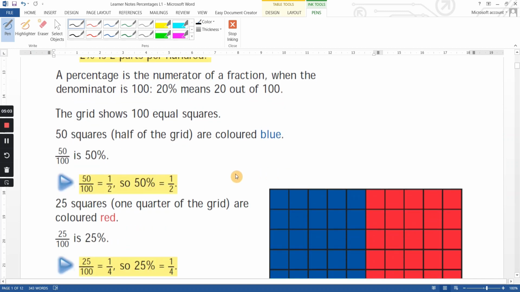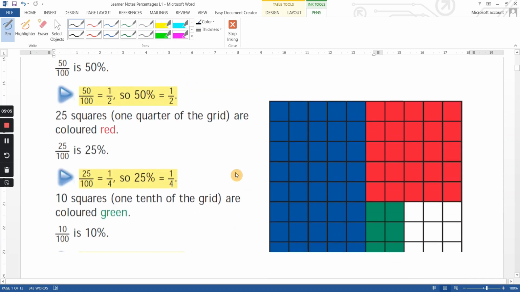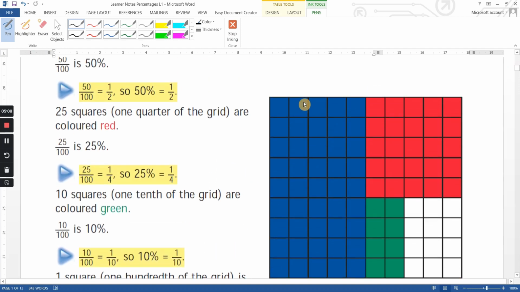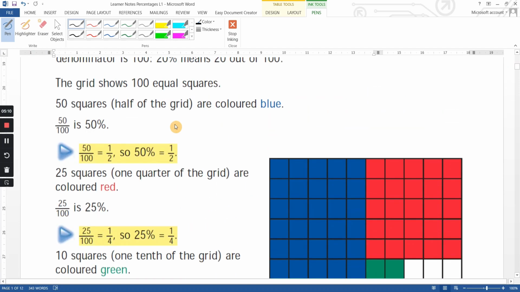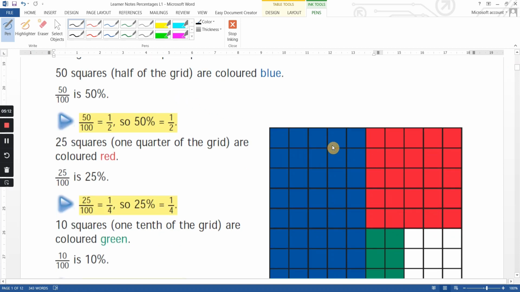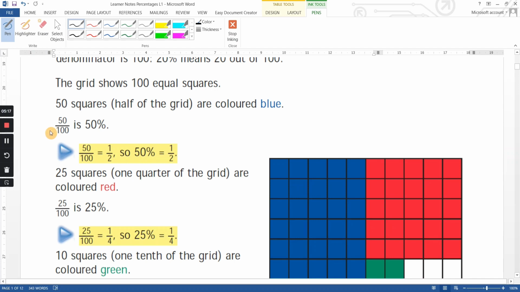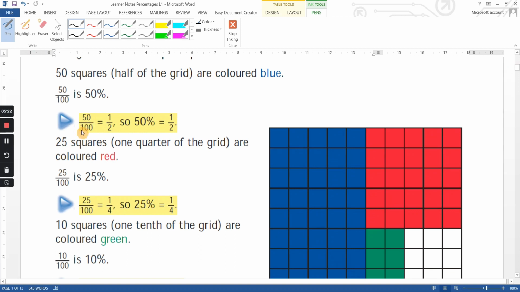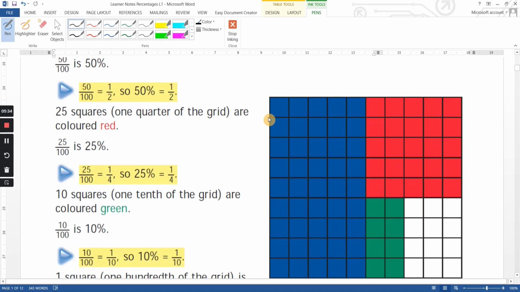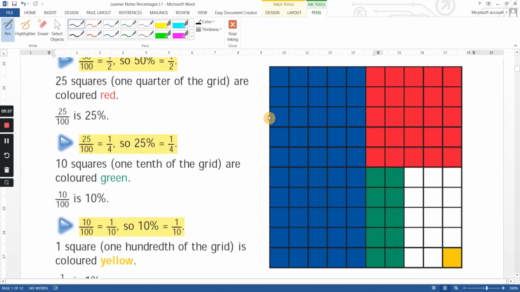So let's have a look at this grid. The grid shows 100 equal squares. So you've got 100 squares in here. 50 squares, half the grid, are coloured blue. So that's going to be 50% or 50 out of 100. They both mean the same thing. You could also simplify 50 out of 100, which simplifies to a half. So half must mean 50% as well. Again, they mean the same thing. So when you're talking about 50%, you can think of it as a half.